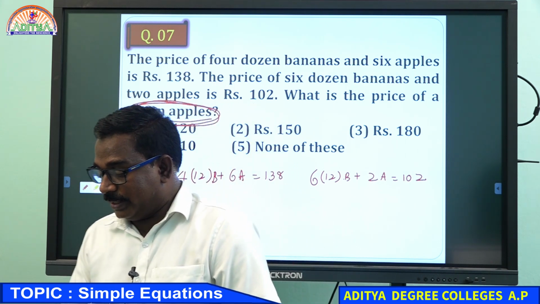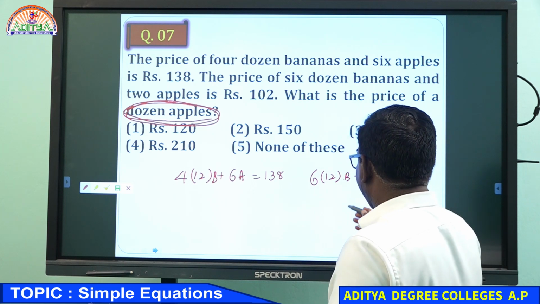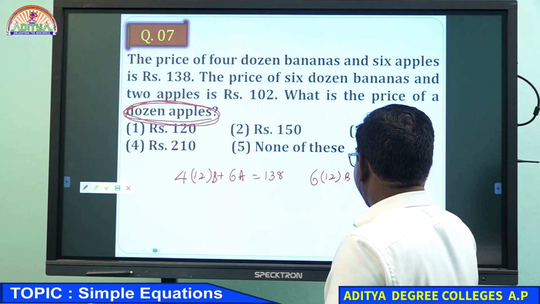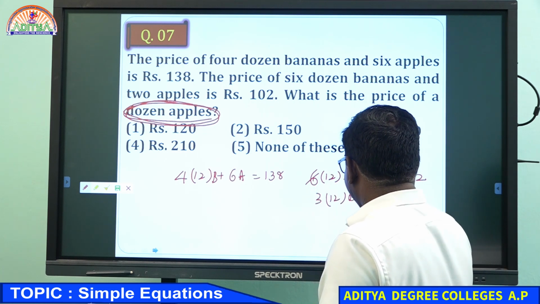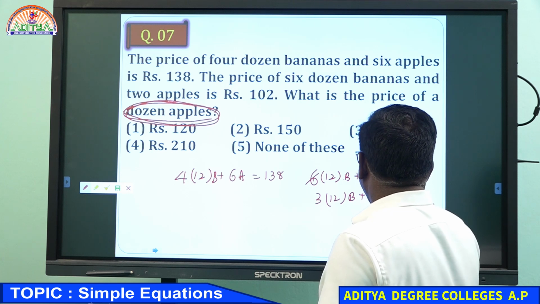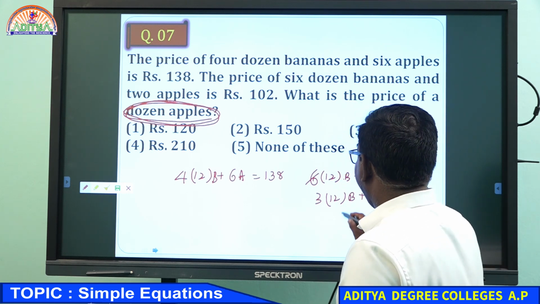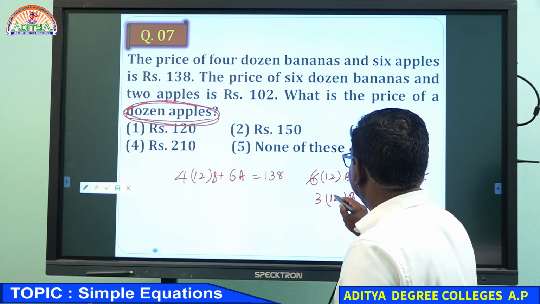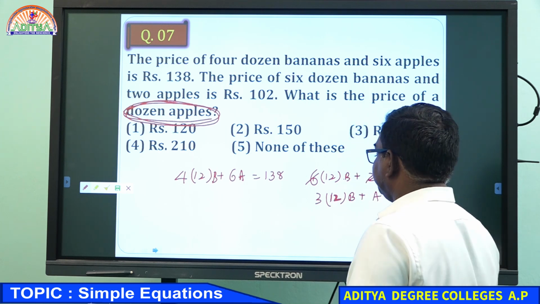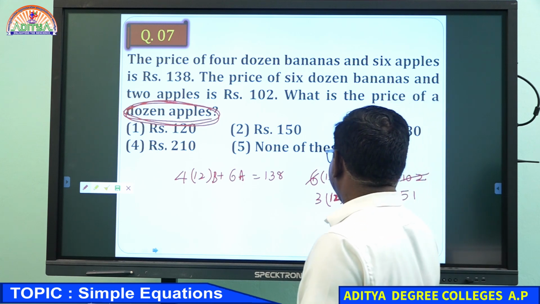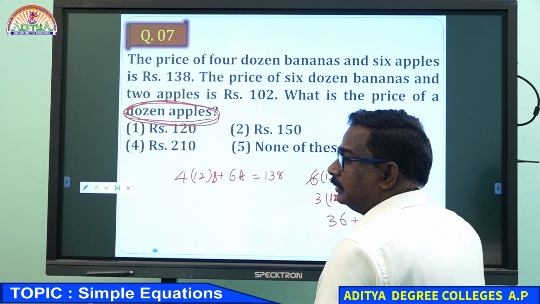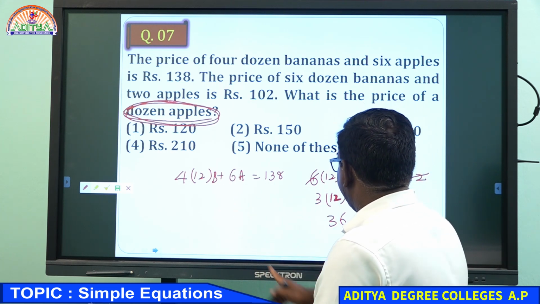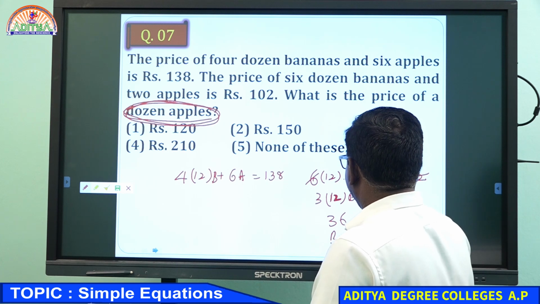Many are writing 180, right? Suppose you take the equation and cancel 2 here, what happens? Apple plus 2 will go 3 times, 3 dozen bananas plus 1 apple, and 2 will go into 102, 51 times. So 3 dozen bananas, 36, plus 1 apple is 51. So 36 plus 15, how much do you see? That is 51. So here, 36 means banana is 1 rupee and apple is 15 rupees.